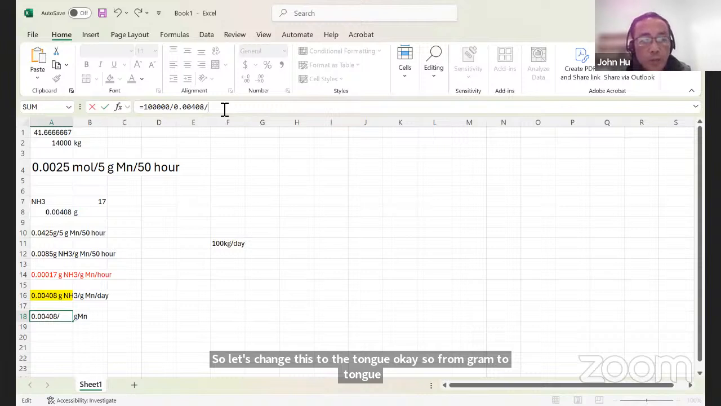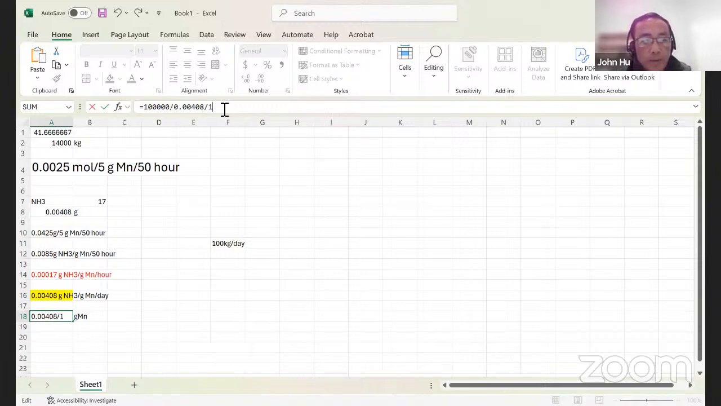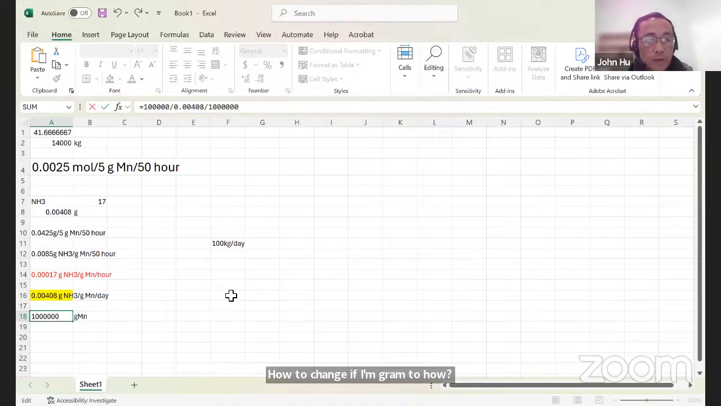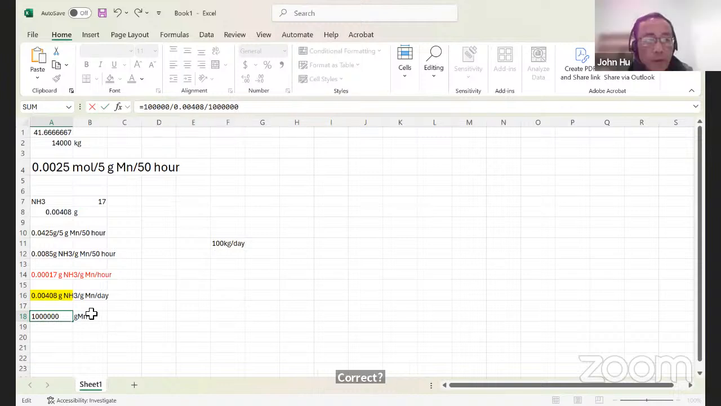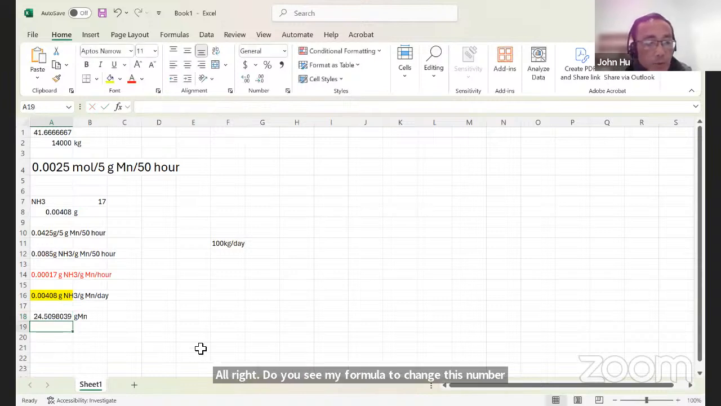How do you change from gram to ton? 1 to 2, 3, 4, 5, 6. Correct? All right. Do you see my formula to change this number to ton? So that's the number you need.